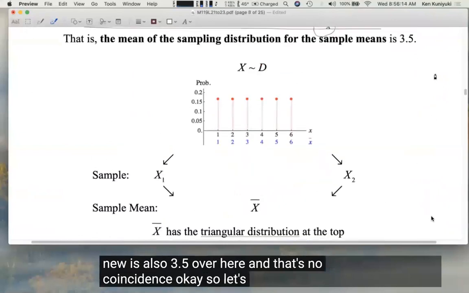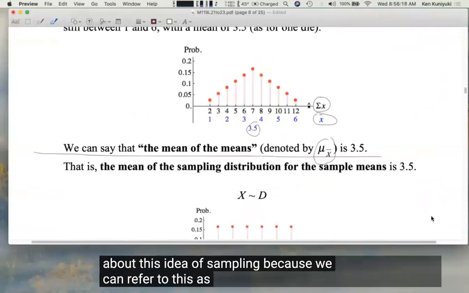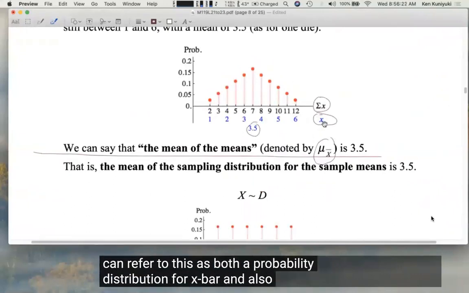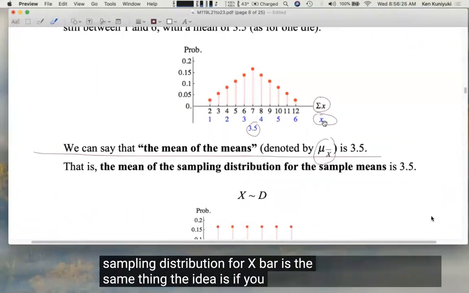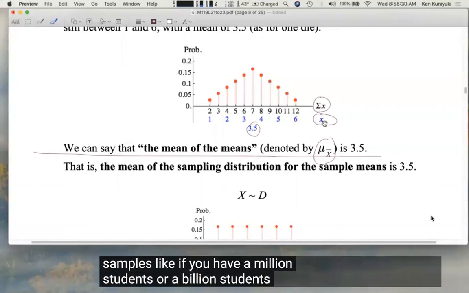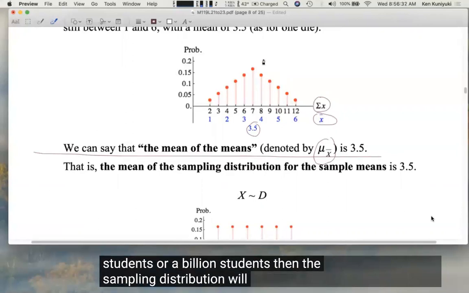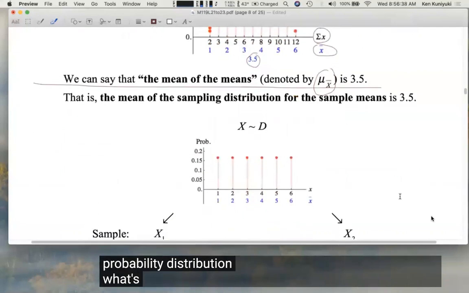Okay, so let's talk more about this idea of sampling, because we can refer to this as both a probability distribution for x bar and also a sampling distribution for x bar. It's the same thing. The idea is if you take many samples, like if you have 1 million students or 1 billion students, then the sampling distribution will very closely resemble this actual theoretical probability distribution. What's the idea there?